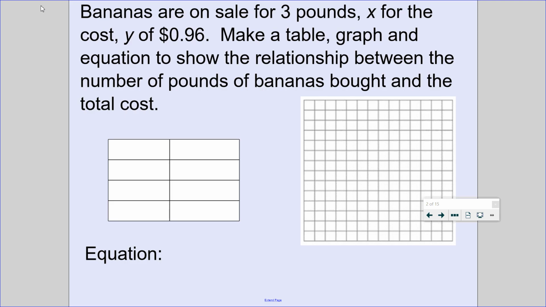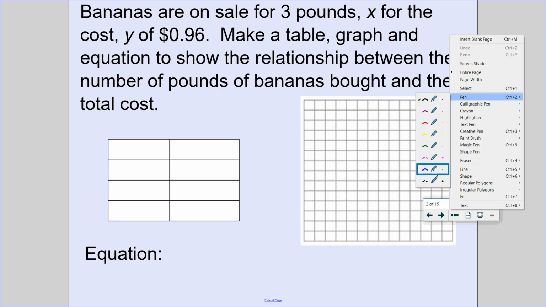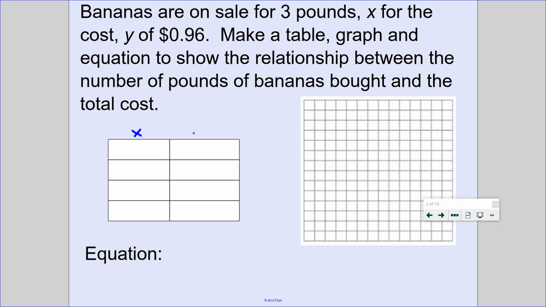So you know what? I'm going to make a table. Let me get my pen ready. So, this is X. This is Y. They said X is about the pounds and Y is about the cost. Sorry, pardon my handwriting. If I buy 0 pounds, it'll cost me 0 cents. If I buy 3 pounds, it says 96 cents.